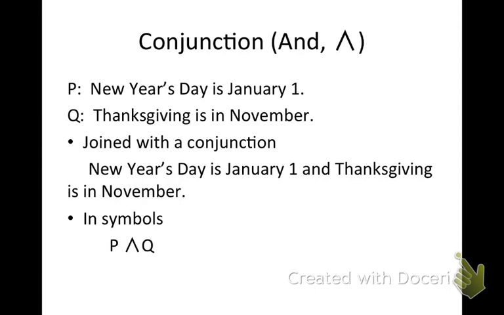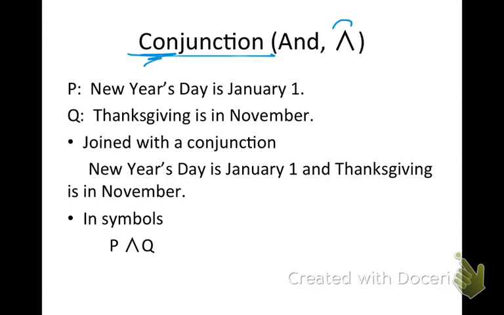So let's use these two statements, P and Q. P will represent New Year's Day as January 1. Q will represent Thanksgiving as November. We're going to look at joining them with an and. An and is called a conjunction. The word con usually means with, together, and just remember conjunction, and. Disjunction is or. They're in alphabetical order. A comes before O, C comes before D.